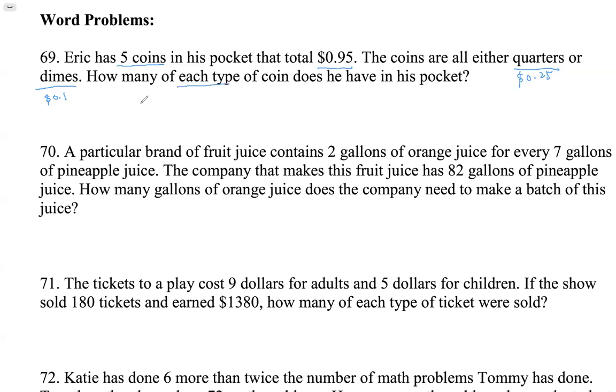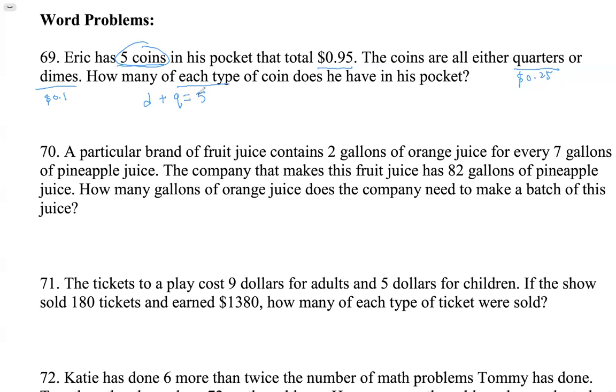Let's see, he has D many dimes and Q many quarters. So together, that's 5 in total, right? Because of 5 coins. So D many dimes and Q many quarters, together is 5 coins in total. Now, so this is one equation.